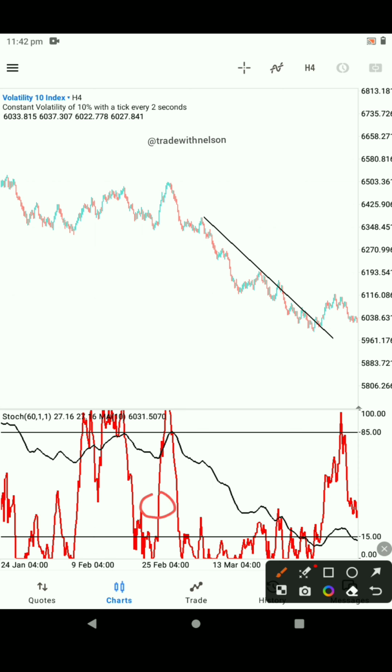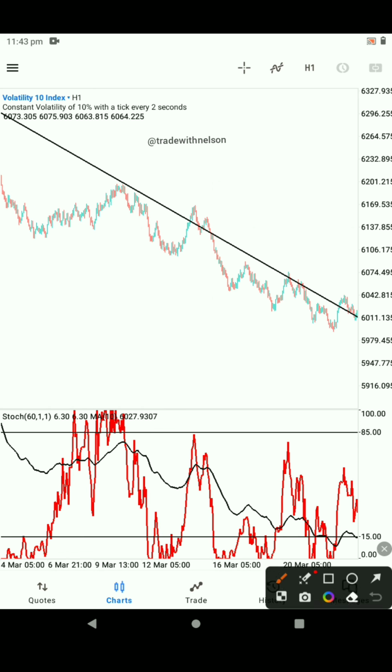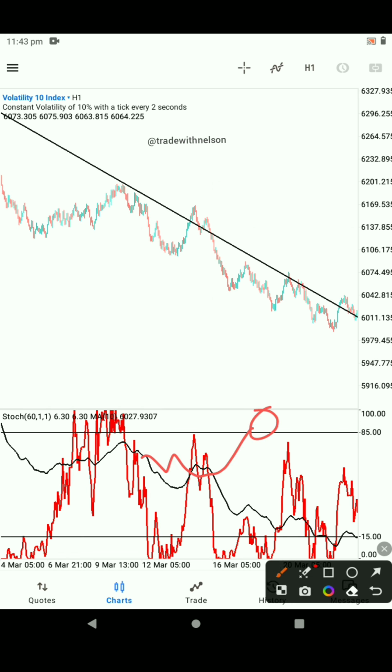When this stochastic oscillator enters into the 85 level and crosses the moving average, that is a perfect condition to sell to the downside. And when it enters into the 15 level, you can see over here, and crosses, then this is a good condition to buy. You see how it went into the 85 level. You can see that it did not enter into the 85 level even at the second touch.